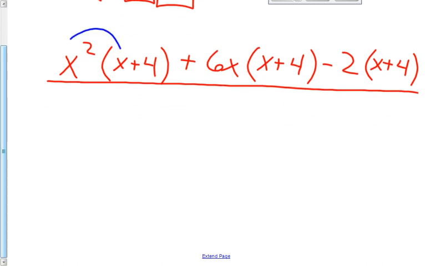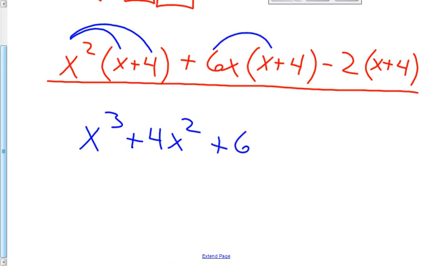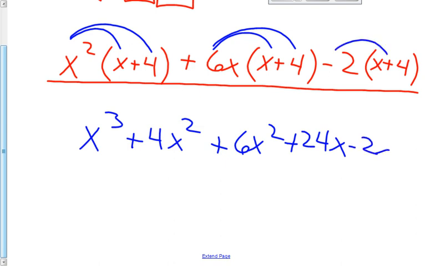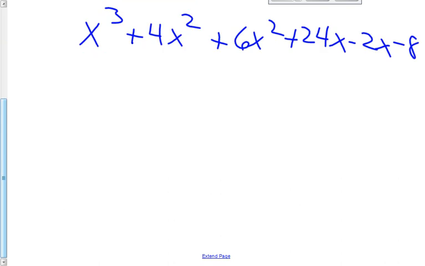X squared times x is x cubed. X squared times 4 is a positive 4x squared. Next one, 6x times x is a positive 6x squared. 6x times a positive 4 is a positive 24x. Last one, a negative 2 times x is a negative 2x, and a negative 2 times 4 is a negative 8. So now that we got this big, huge mess up here, let's clean it up by combining like terms.